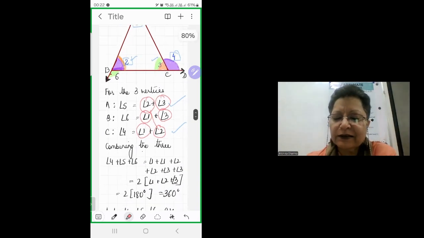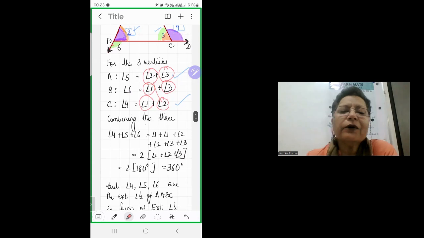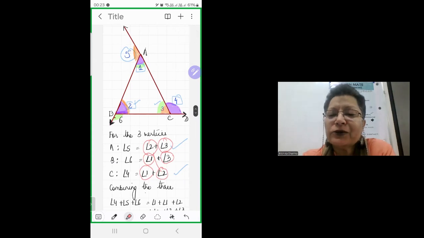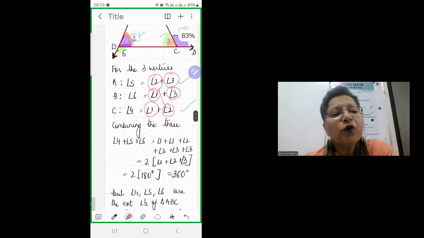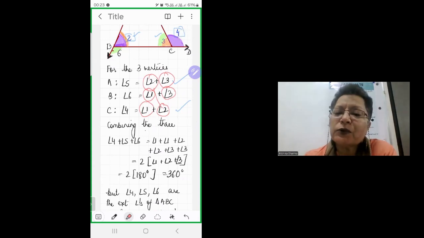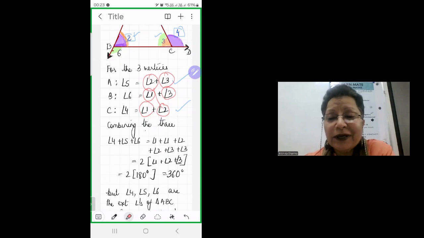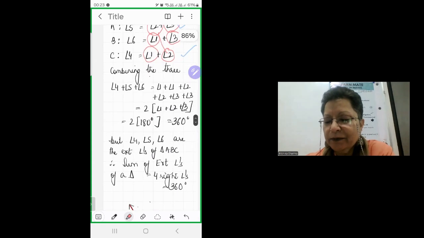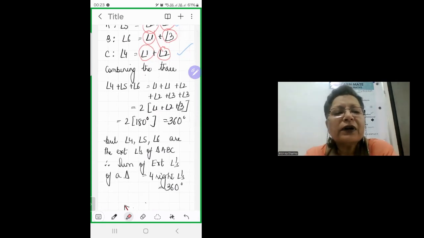So if I have to combine the three equations, what am I going to get? The sum of the exterior angles 4, 5, and 6 is going to be 2 times angle 1 plus 2 plus 3. But what was angle 1 plus 2 plus 3? Let's have a look at the diagram again. 1 plus 2 plus 3 is the sum of the interior angles. And what is the sum of the interior angles? We just know that to be 180 degrees. So when I say 4 plus 5 plus 6, it's going to be 2 times 180, which is 360 degrees. What is 360 degrees? 4 right angles. So the sum of the exterior angles of a triangle is, I can either call it 4 right angles or I can say it is equal to 360 degrees.